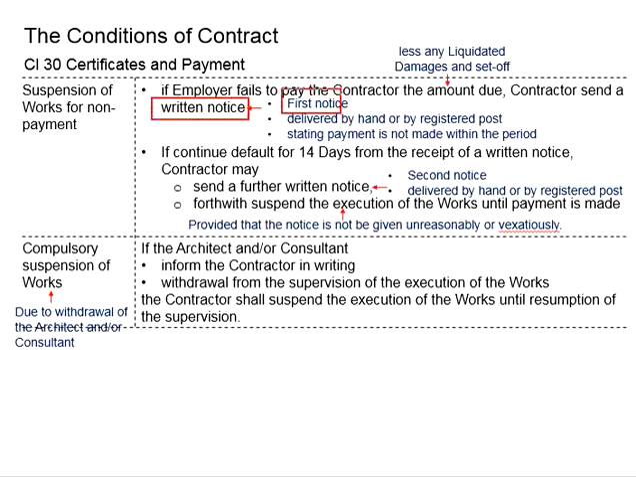This shall be the first notice to the employer, and the notice will need to be delivered by hand or by registered post, stating that the payment is not made within the period. This shall serve as a record. In the case that the non-payment persists, the contractors have the right to withdraw himself from the project. That means the contractors can determine his own employment under the project.